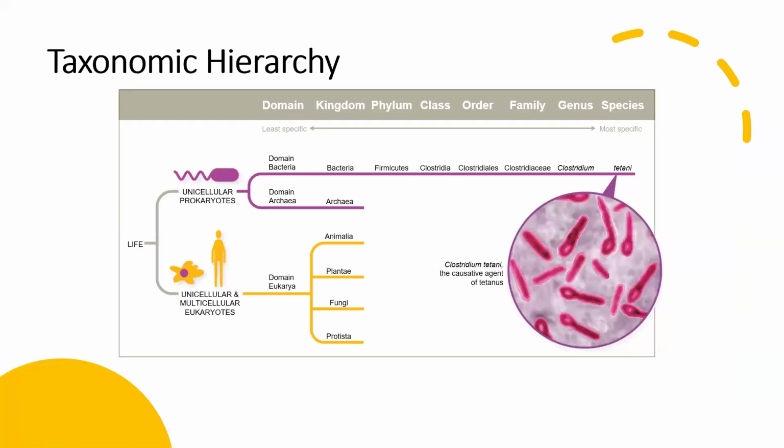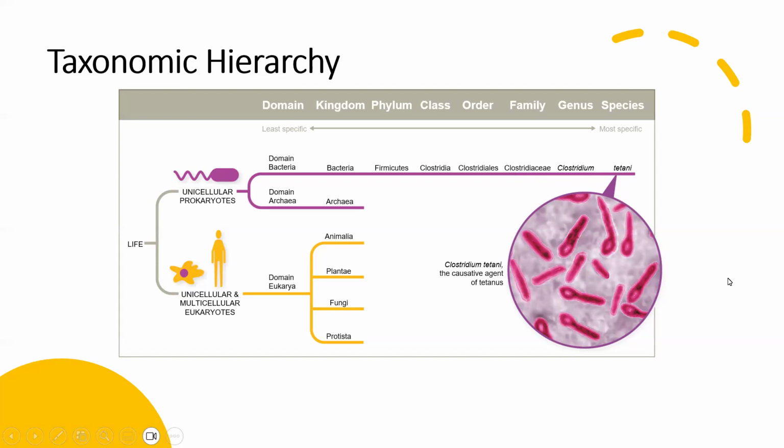And here we have an example of a single organism following along the grouping system. So if we have this organism that we see here, which is Clostridium tetani, they're in domain bacteria, which is kingdom bacteria. They're in the phylum Firmicutes, class Clostridia, order Clostridiales, and the family Clostridiaceae, genus Clostridium, species tetani.